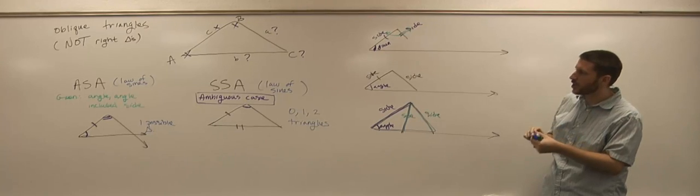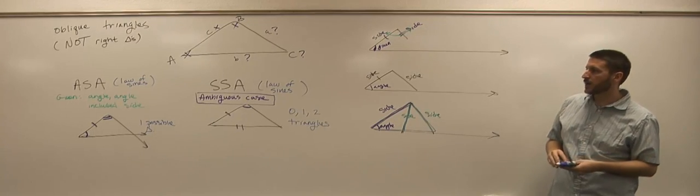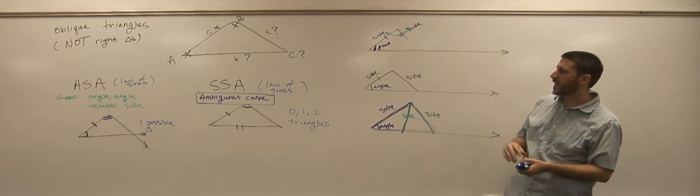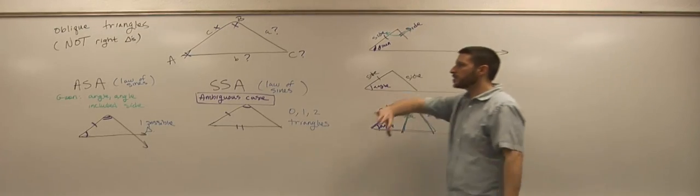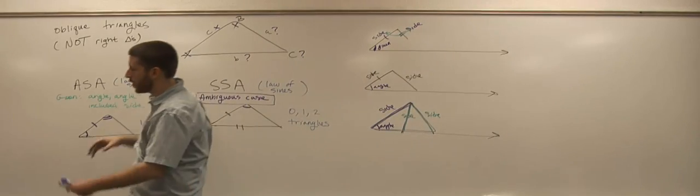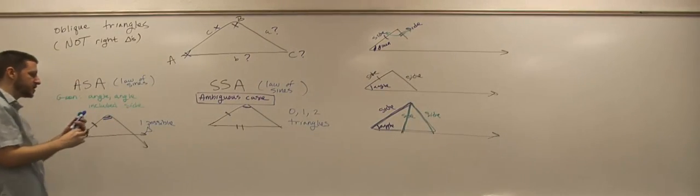The other two cases are law of cosines: side-angle-side, and side-side-side. And there's no ambiguity. You get exactly one triangle. So what I'll do is I'll start in with these two on Wednesday, and we'll actually use the law of sines to solve the problem.